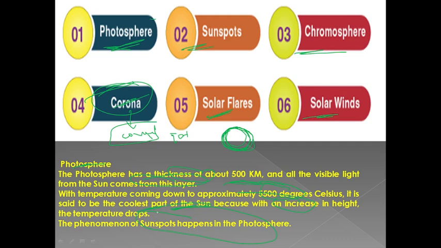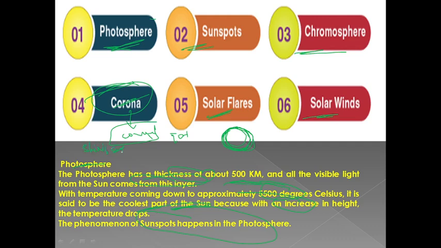One thing I have to tell you about the photosphere: it is also called the shining surface, and it appears like a disc. That is something you have to note. It is a shining surface.